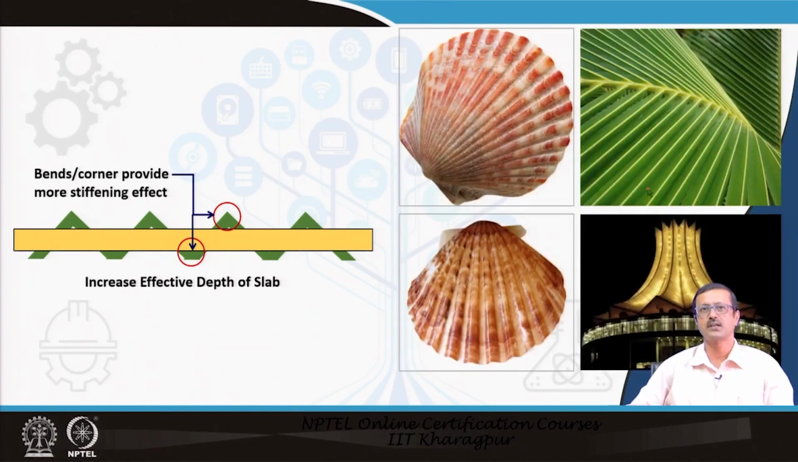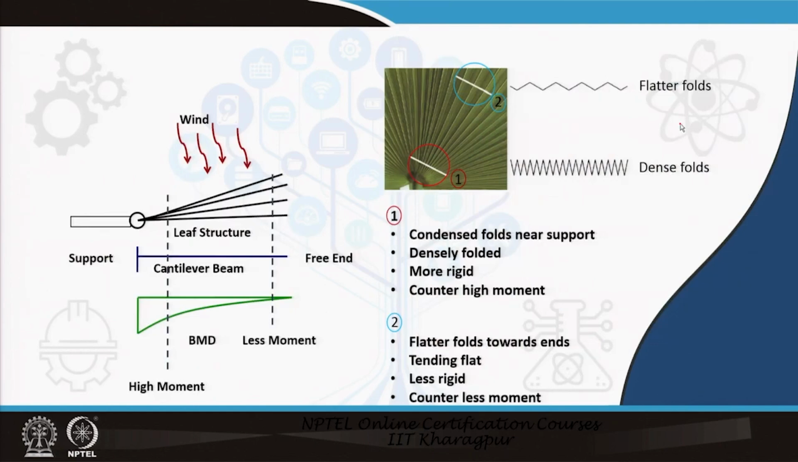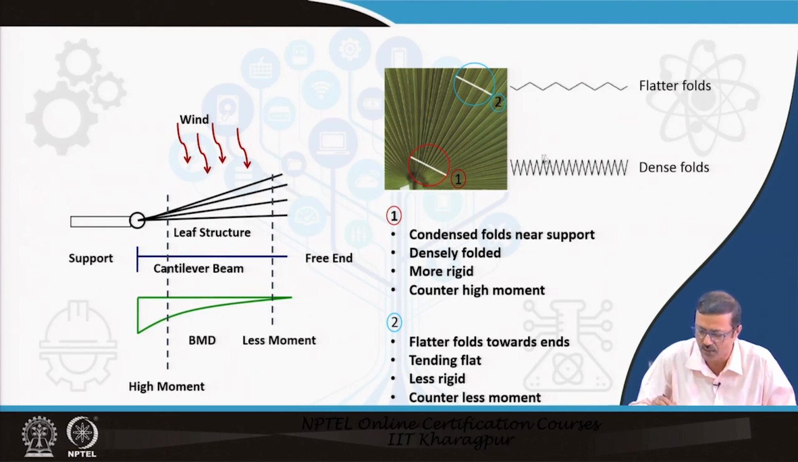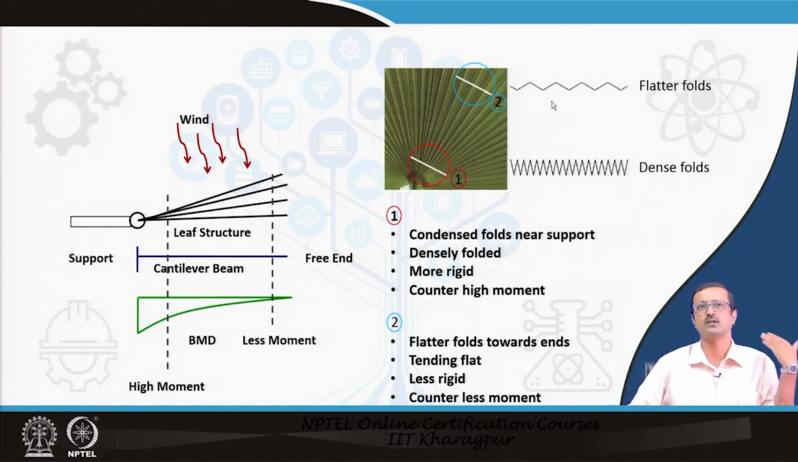There are many applications of the folded plate kind of structural system in architecture, and also in nature. One of the things we will now discuss is the coconut leaf. If you look very minutely at a coconut leaf in this photograph, I have taken section 1 and section 2. Section 1 is a dense fold because it is very near to the end, and section 2 is a much flatter fold, along the free end of that coconut tree or palm tree.